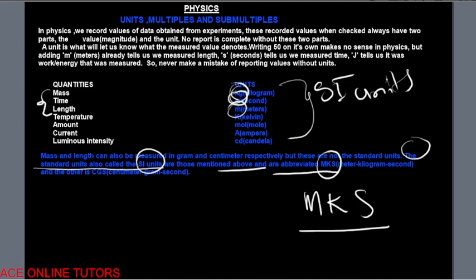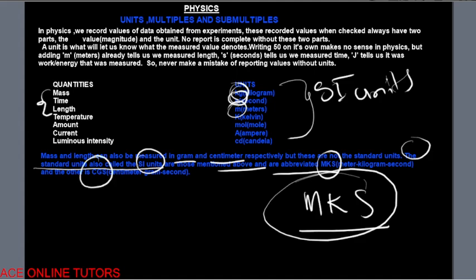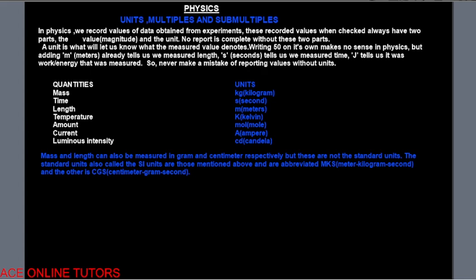That's if you are using the standard, we call them MKS system of units. But if you are not using the standard, for example, if you measure mass in grams and you measure length in centimeter, then we call it what? CGS. So this C is from centimeter, then the G is from gram, and the S is from time, which is second. So if you like, you can use the MKS, and if you like, you can use the CGS, but they are not the same thing.